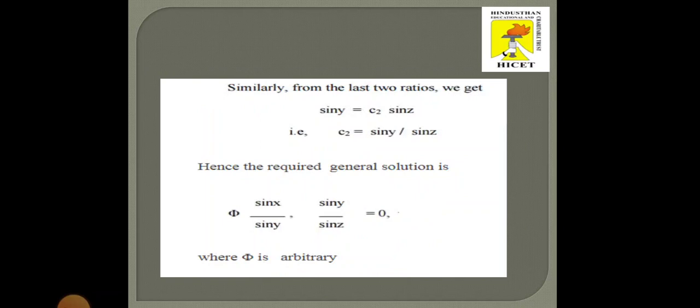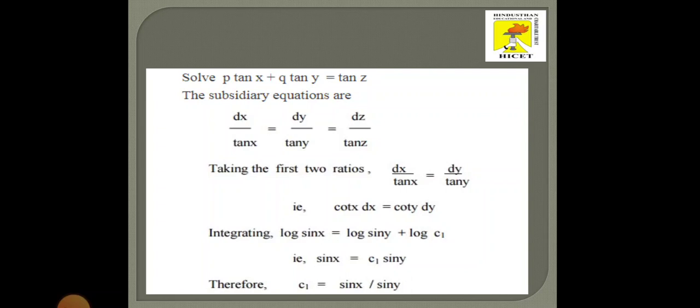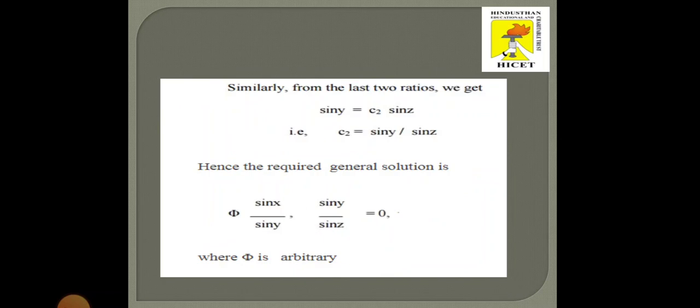Similarly, we can consider the next two ratios, dy by tan y is equal to dz by tan z. So similar results we get: sin y is equal to c2 into sin z. So c2 is sin y by sin z. Now the required general solution is phi of c1 comma c2 equal to 0, which is phi of (sin x by sin y comma sin y by sin z) equal to 0, where phi is arbitrary.